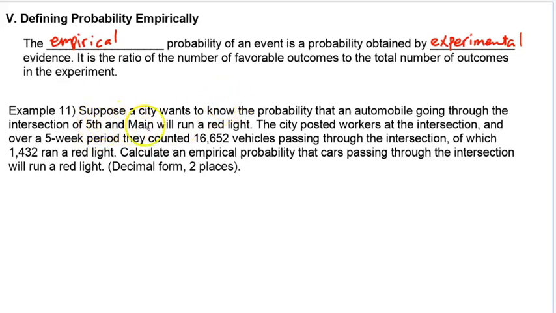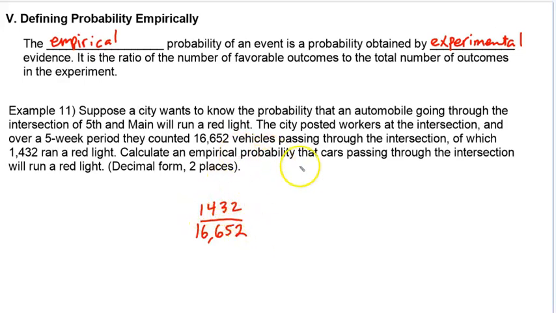Okay, so here's an example. We're observing the intersection of 5th and Main. We want to know the probability that someone is going to go through that intersection and run a red light. So we put workers to gather information over a 5-week period. They actually counted 16,652 vehicles going through that intersection. So this would be our denominator, the total possible equally likely outcomes. But they only counted an actual 1432 that did run the red light.